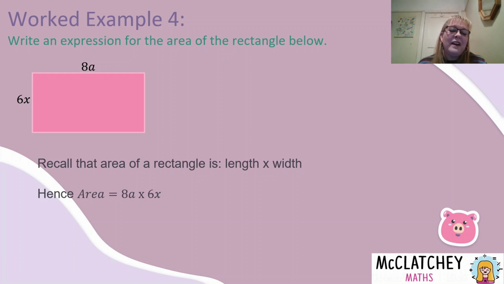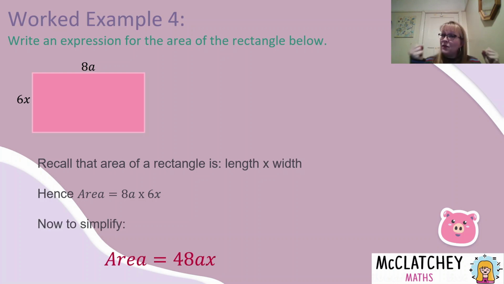We're going to multiply 8 by 6 first of all to simplify that. So 8 6s are 48, and the a and the x are going to smush onto the end of that in alphabetical order. Obviously, if we're given units such as centimeters, meters, millimeters, we should put those on the end, in centimeters or millimeters squared.